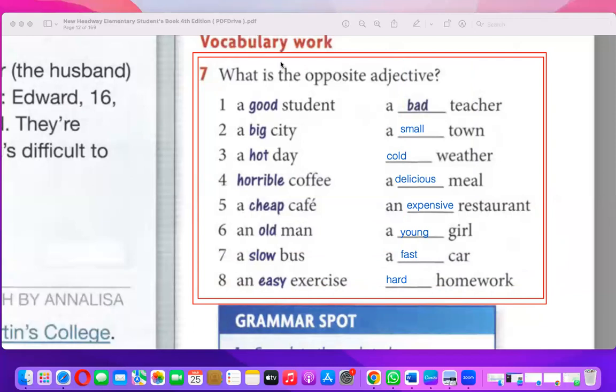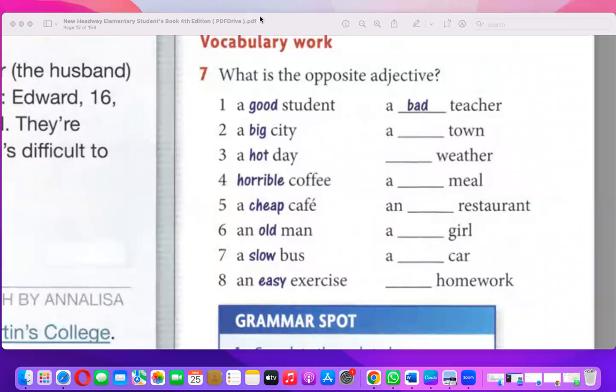Any questions here? All the words are clear? Yes. You have good, the opposite is bad; big, small; hot, cold; horrible, delicious. Horrible, you can see also here a nice meal, a good meal, a wonderful meal, a delicious meal. All of them are considered the opposite of terrible. A cheap cafe, expensive; old, the opposite is young; slow, fast; easy and hard. Any questions here? No, teacher. Very good. Now let's move on to another exercise.